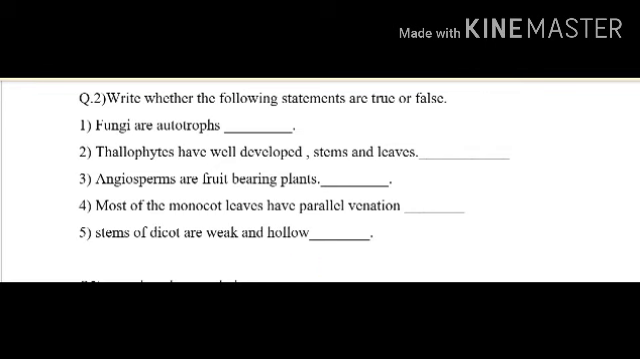Question number 2, write whether the following statements are true or false. The fungi are autotrophs. No, fungi are not autotrophs. It's false. Thallophytes have well-developed stems and leaves. No, thallus means the body is not well-developed. So this is also false. Angiosperms are fruit-bearing plants. Yes, this is right. Angiosperms have fruits. Gymnosperms do not have fruits. They have only seeds. So this is true.